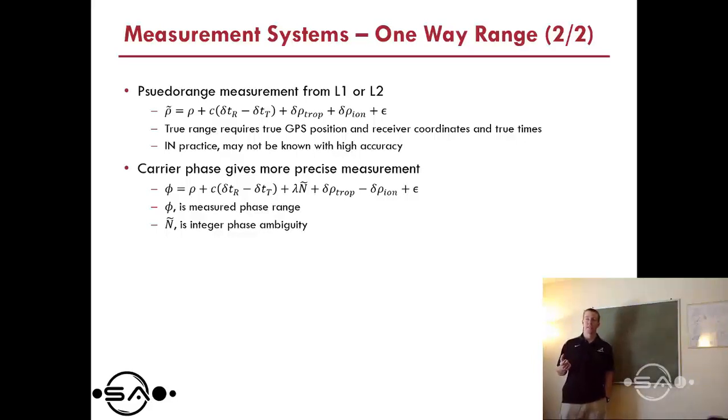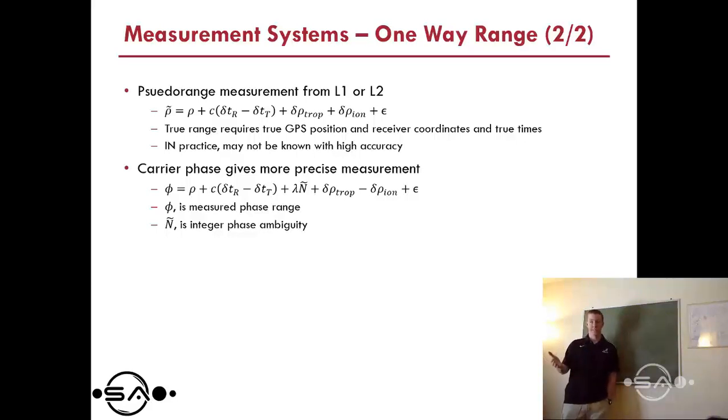In practice, we may not know this with high accuracy, but getting a true range requires that we have the true GPS position and receiver coordinates along with that true time. So it may not be known with high accuracy in practice, but ideally we'll generate enough measurements over time in order to reduce that residual to the point where it's a good enough measurement for our particular application.